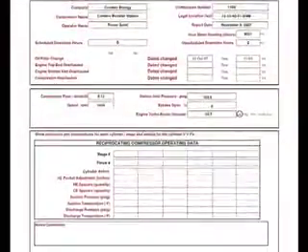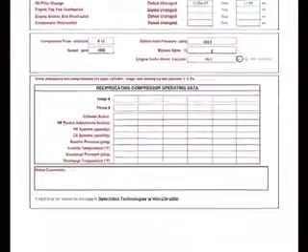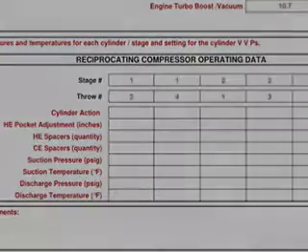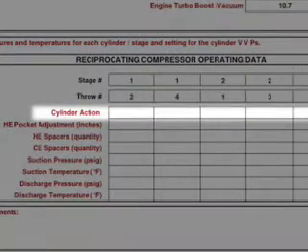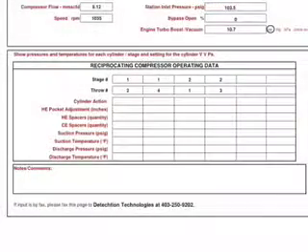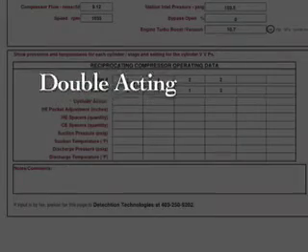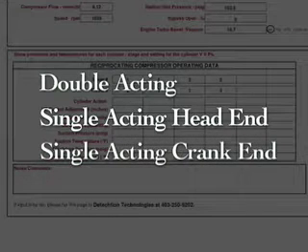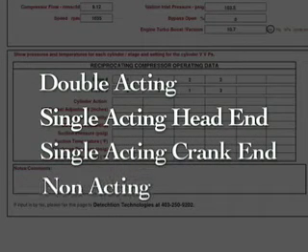The bottom half of the field data sheet is where the actual operating conditions of the compressor are captured. On a reciprocating compressor, the field data is collected and recorded for each cylinder individually. Record the stage number and throw for each cylinder. The cylinder action must indicate the current setup of the machine, indicating whether each cylinder is double acting with all valves installed, single acting on the head end, single acting on the crank end, or non-acting with all suction valves removed.